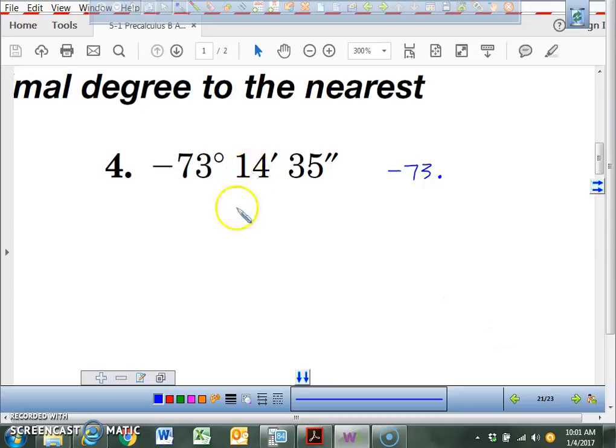Now, what are we going to do? We're going to take 14 minutes divided by 60, and then we're going to take 35 seconds and divide it by 3,600. And we're going to take these and simply add them together, and that's going to give us the decimal that we're going to put right in.